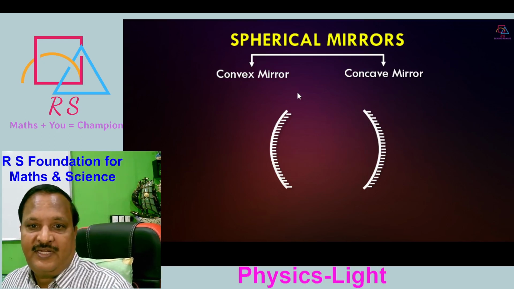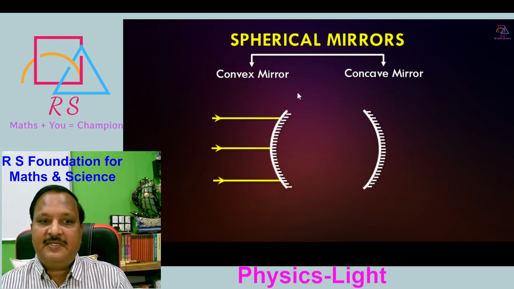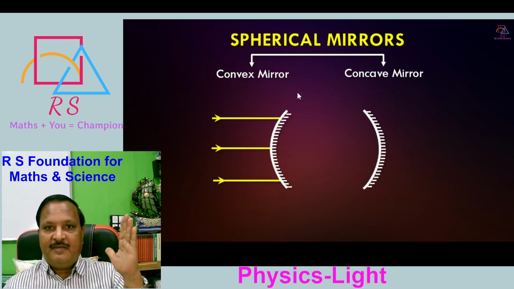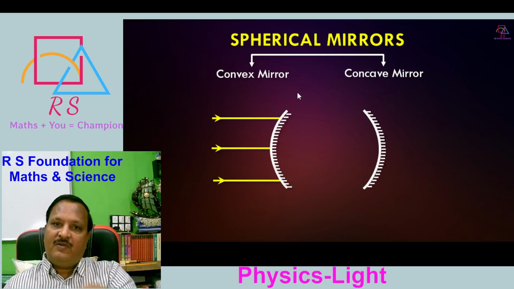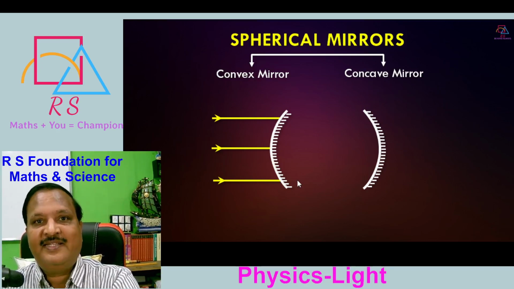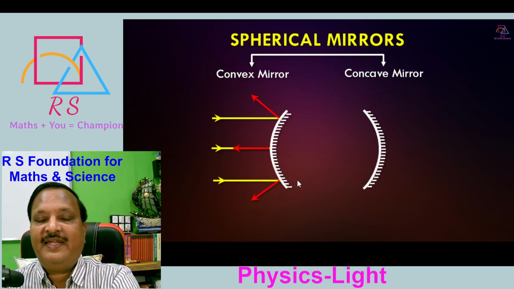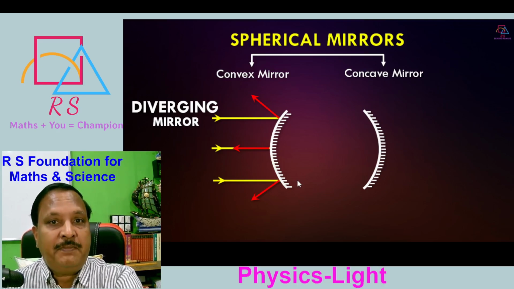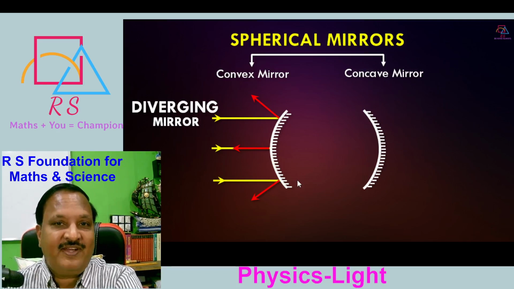So let us understand a little more about the mirrors. Parallel rays of light are falling on a convex mirror. The yellow color lines are the rays of the light. Now they reflect in different directions. That means the reflection will diverge, right? So that is why this convex mirror is also known as a diverging mirror. The other name for convex mirror is diverging mirror because when a parallel beam of light falls on it, all the reflected rays will diverge from the reflecting surface.